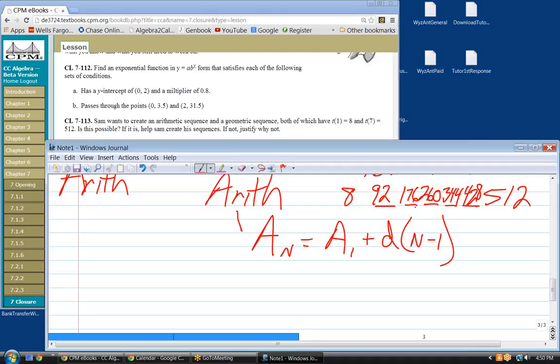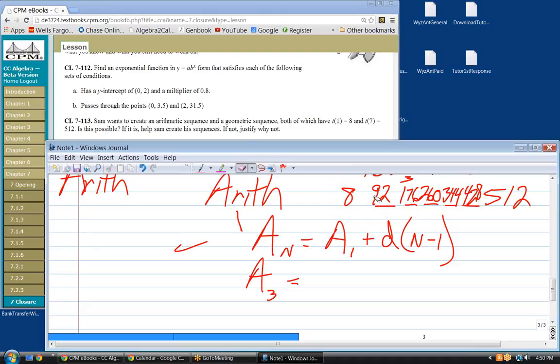If I said, what is the third term of this sequence, and I didn't know what it was, I could use this formula to figure out what it is. What is the third term? Well, it's the first term. What's the first term? I don't know. 8. Oh, 8, okay.